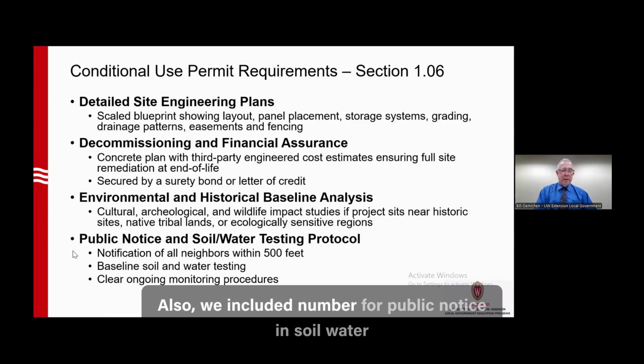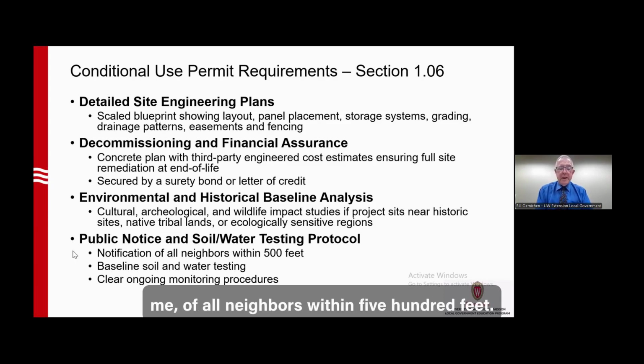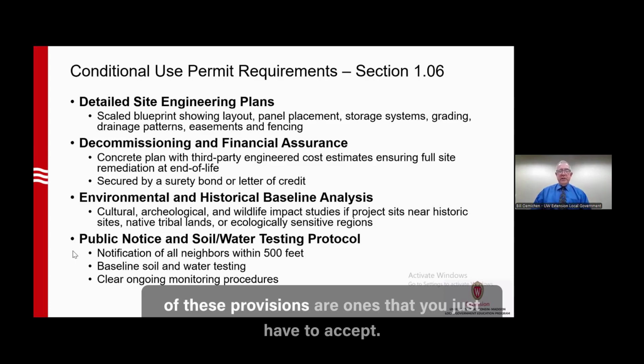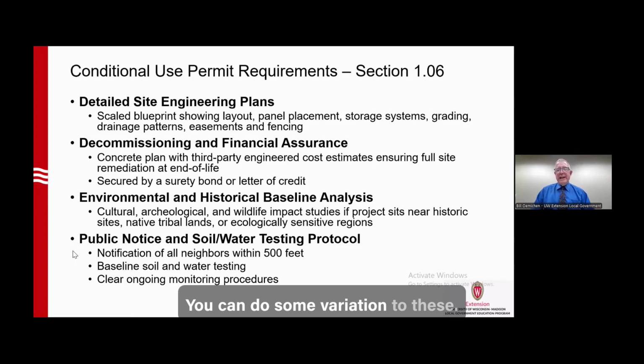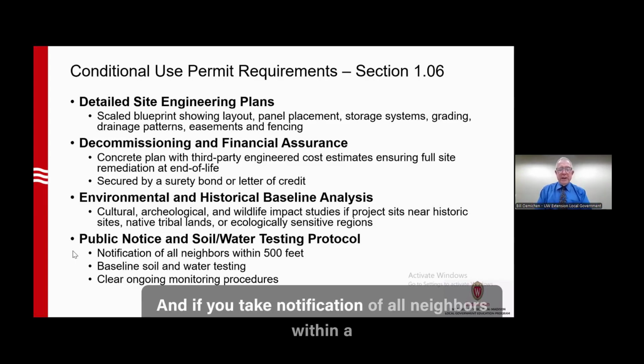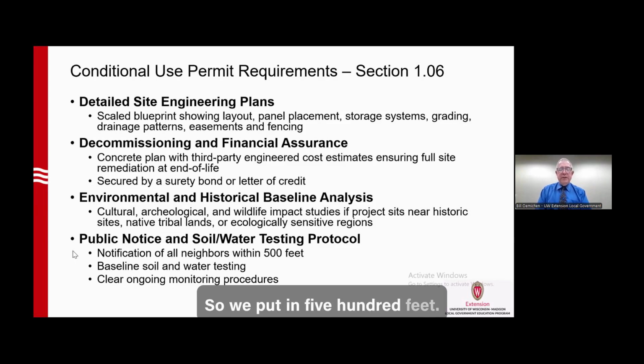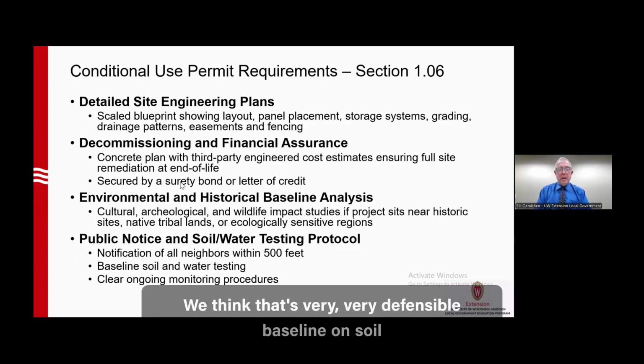Also, we included number 4, public notice and soil water testing protocols. And so notifications of all neighbors within 500 feet. Now you could, and I should have said this earlier, none of these provisions are ones that you just have to accept. You can do some variation to these, but again, there's going to be a reasonable test. And if you take notification of all neighbors within a mile, that may be viewed by a court as being unreasonable. So we put in 500 feet.